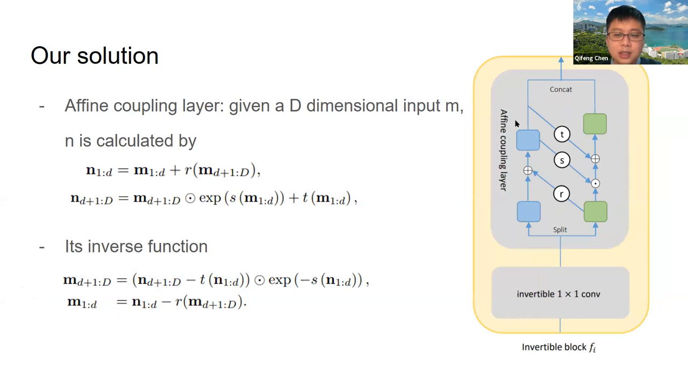So basically it has two branches, 1 to d and d+1 to the uppercase D, so that we can perform some transformation from M to N in this process. And here S and T can be any function. We can show that this inverse function can be written in this way, so that M and N can be computed by this invertible function.